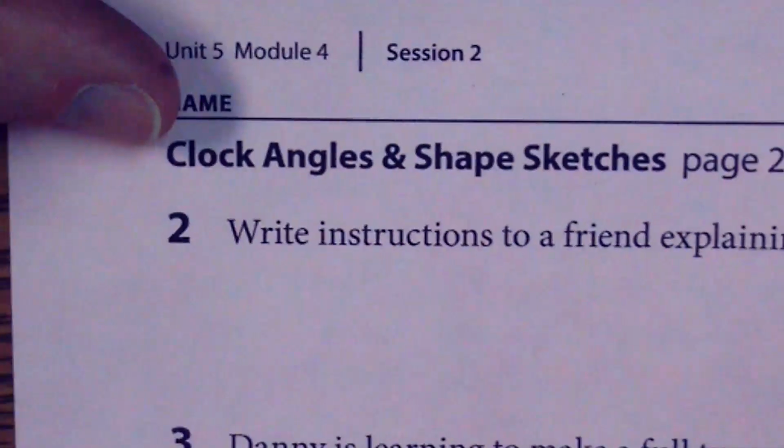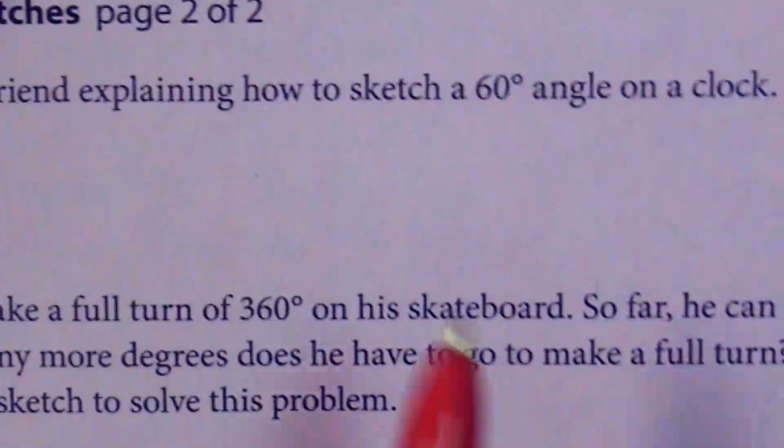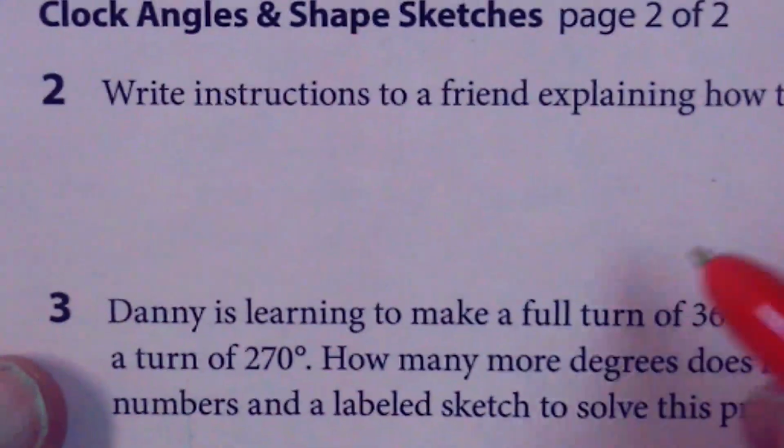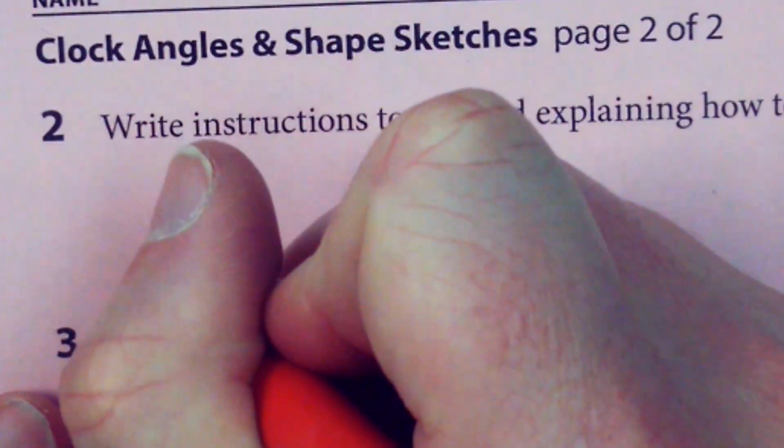Write instructions to a friend explaining how to sketch a 60 degree angle on a clock. Well, goodness gracious, we should probably start with a 60 degree angle. And normally I'm really prepared and have awesome round things that I can trace, but all of them are either really big or really small. And I don't feel like going around the room to hunt something. So, draw a clock.